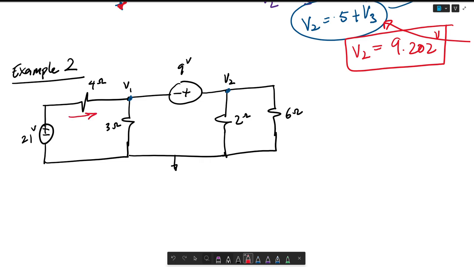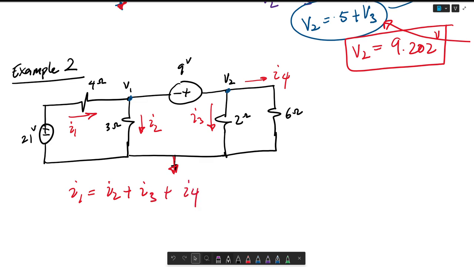So this is coming in here as I1. I have it here as leaving as I2. This one is leaving as I3. And this one is also leaving as I4 because they're all going to ground, right? They're all connected to ground. So basically here, I1 is equal to I2 plus I3 plus I4.